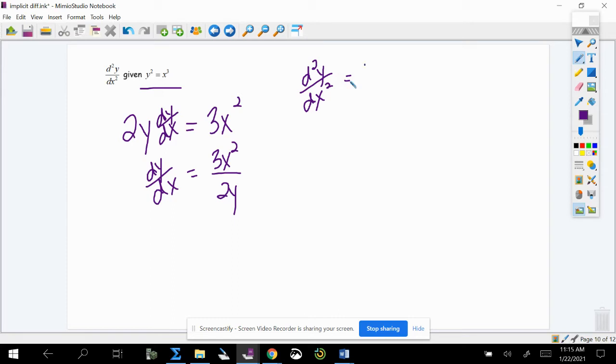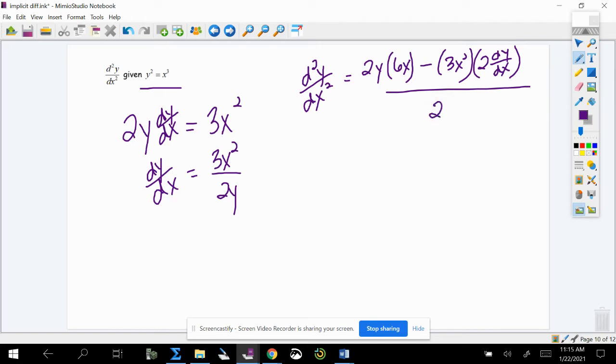So bottom times the derivative of the top, minus the top times the derivative of the bottom, which is going to be a 2 dy dx, all over the bottom squared. You can square it out if you want. Again, I'm going to clean it up a little bit. So I'm going to take my 2y times 6x and write it as 12xy. Minus, I have 3x squared times 2, 6x squared.